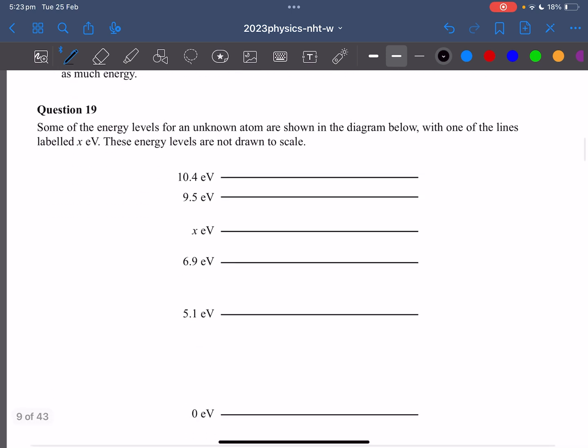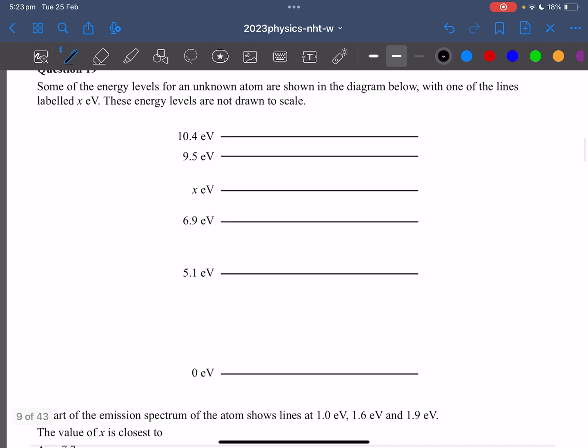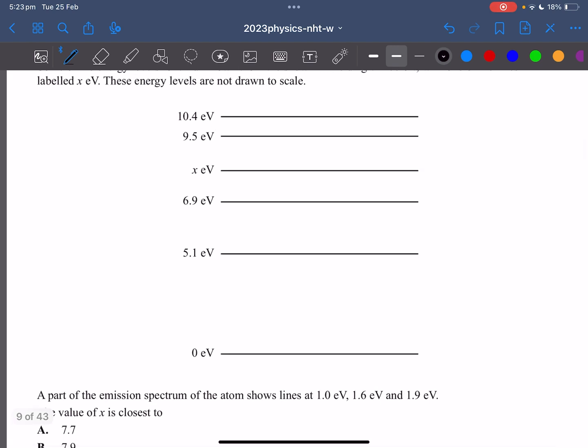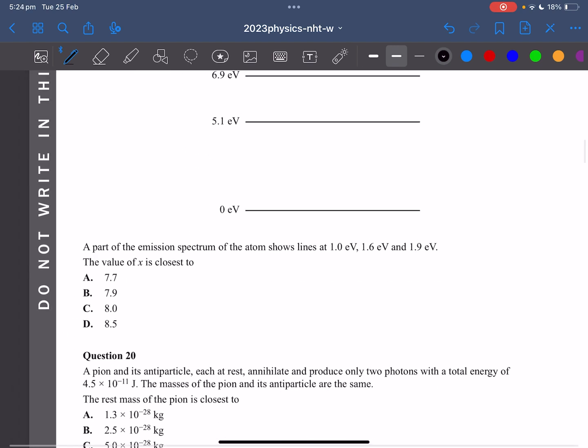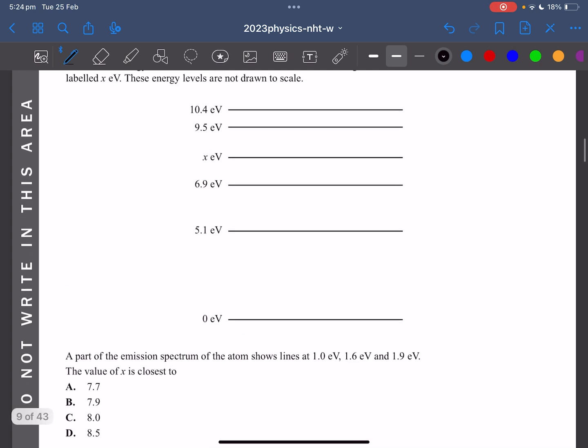All right, some of the energy levels for an unknown atom are shown in the diagram below, with one of the lines labeled X eV. These energy levels are not drawn to scale. A part of the emission spectrum of the atom shows a line at this, this, and this. The value of X is closest to... okay.